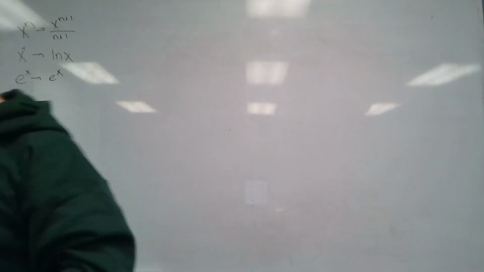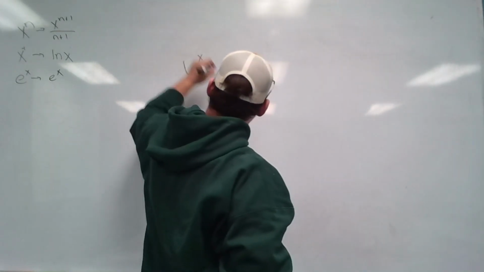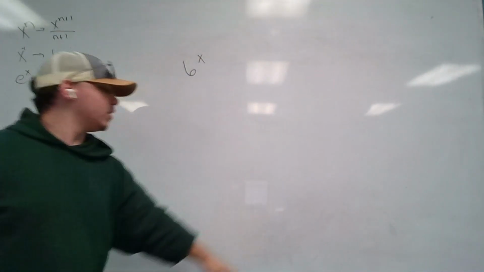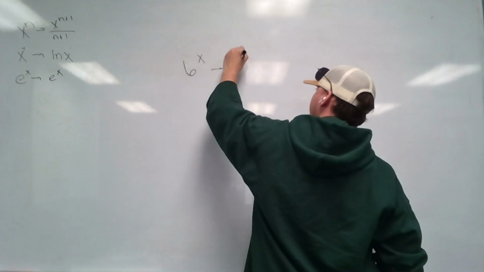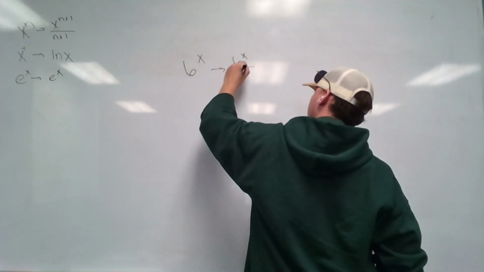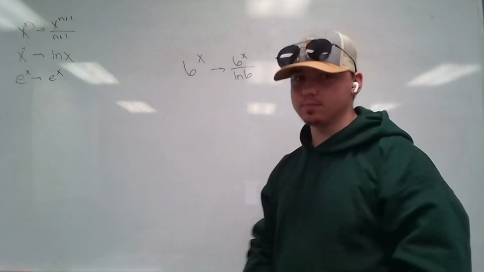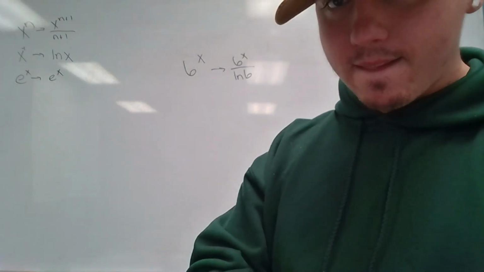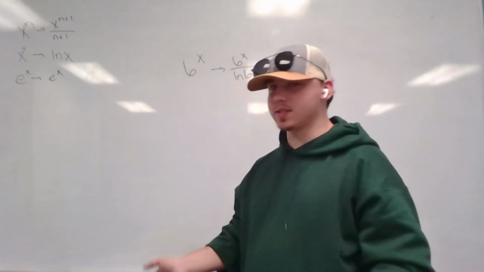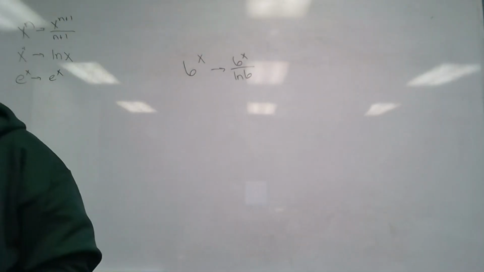Final rule, b to the x, where b is a constant, and x is right there, is going to be b to the x over ln b. And I don't know how to explain it further than that. Maybe there's some examples. Let me check. Okay, spoiler alert, there weren't any examples, so I guess it's not going to be on the test. I really hope not, because I don't think I'll remember that rule.